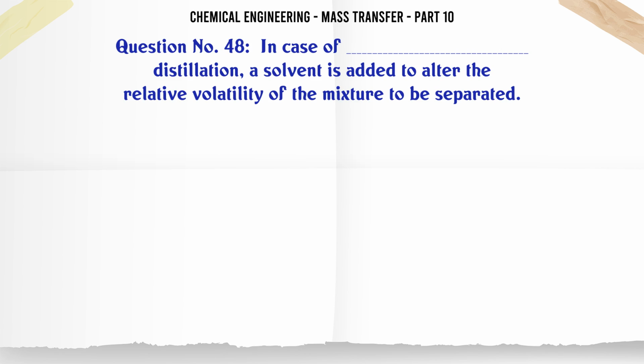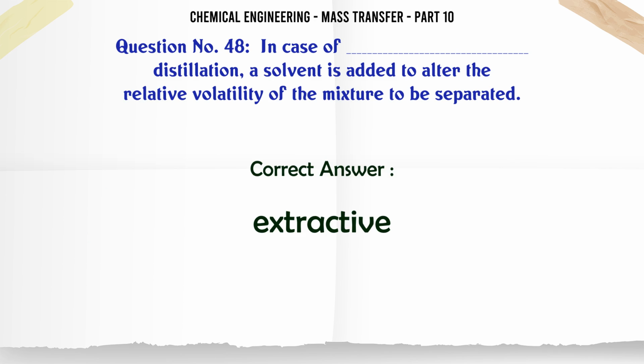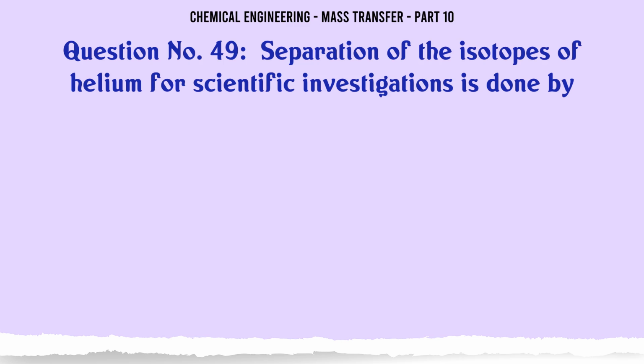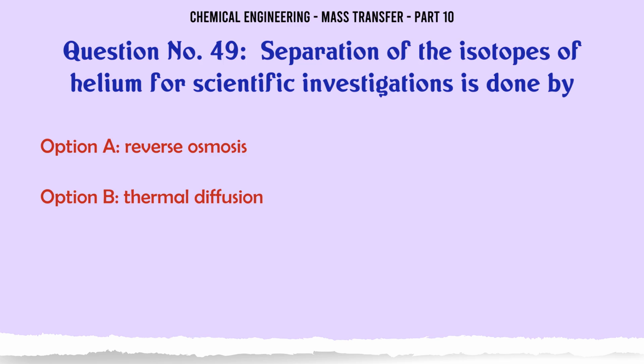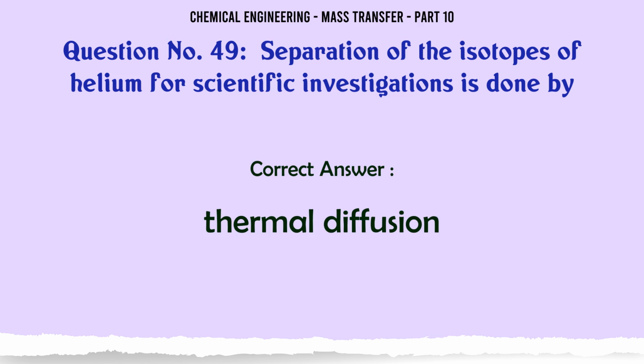In case of distillation, a solvent is added to alter the relative volatility of the mixture to be separated. A. Molecular. B. Azeotropic. C. Extractive. D. Flash. The correct answer is extractive. Separation of the isotopes of helium for scientific investigations is done by A. Reverse osmosis. B. Thermal diffusion. C. Leaching. D. Solvent extraction. The correct answer is thermal diffusion.